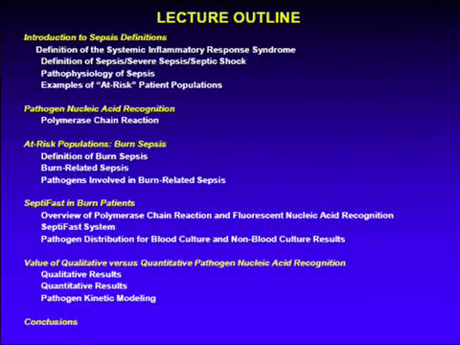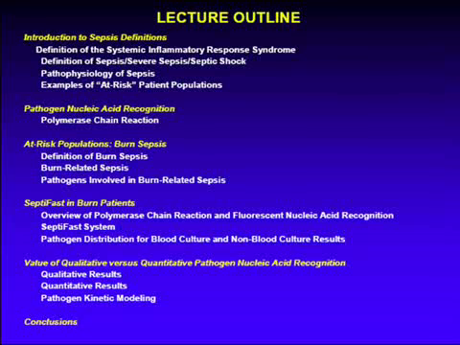Our learning objectives are as follows. First, we will introduce sepsis, what sepsis is, including the systemic inflammatory response syndrome. We'll define sepsis, severe sepsis, and septic shock, the pathophysiology of sepsis, and examples of at-risk patient populations. Next, we will talk about different types of pathogen detection, such as polymerase chain reaction, and how this will then apply to patients who are at risk.